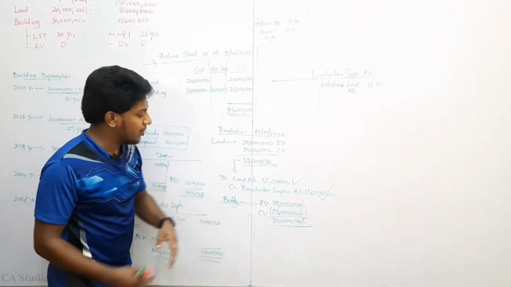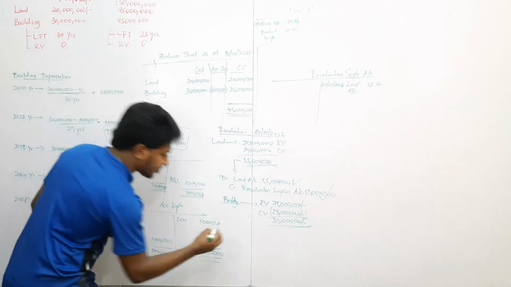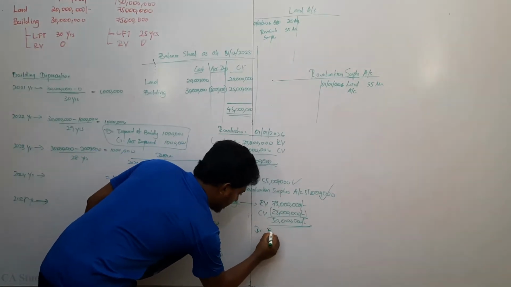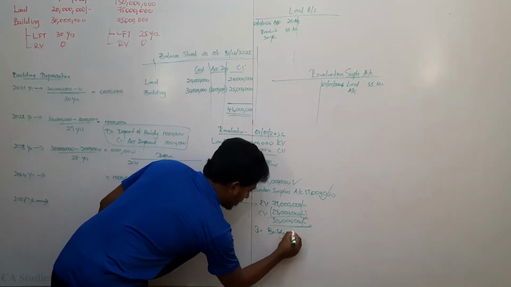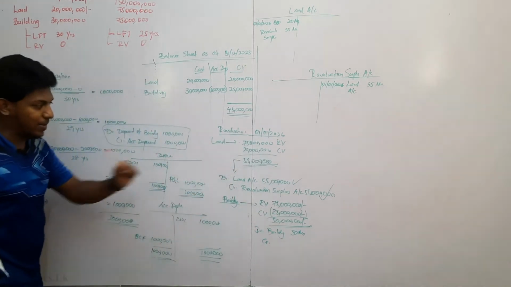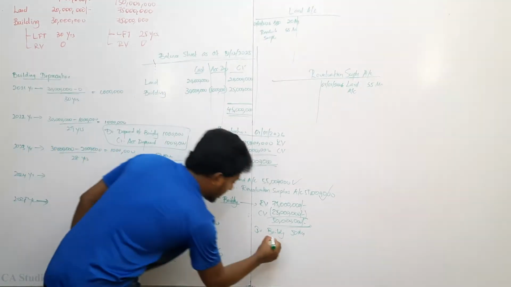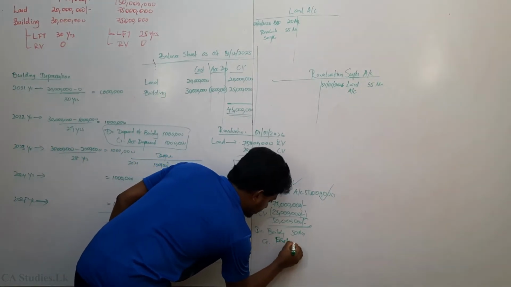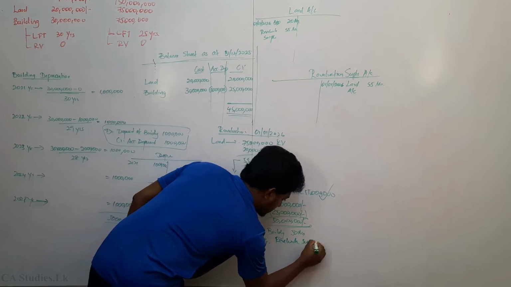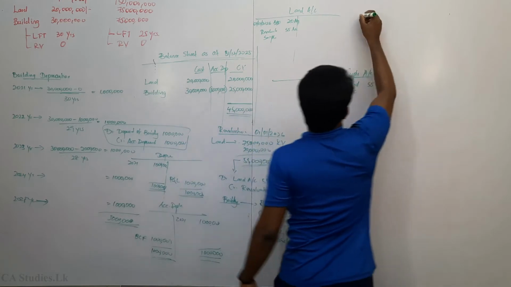Right, now the 50 million double entry. What is the double entry? Debit building 50 million. I am putting 50 million instead of writing the 6 zeros. Credit revaluation surplus 50 million.